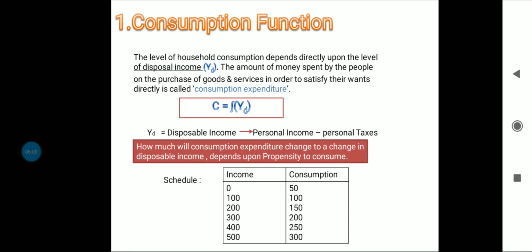Our case of study is the model which is suggested by John Maynard Keynes. So it is clear from the schedule that consumption is increasing at a constant rate. It increases by 50 after every increase of 100 in the level of income.